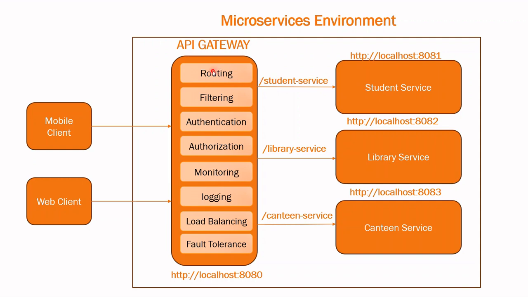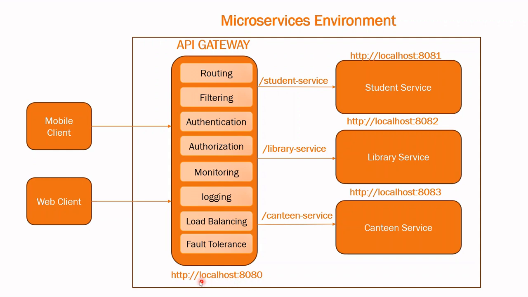So how can we hit the student service with the help of the API gateway? Firstly, we have to hit this API gateway. For hitting this API gateway, this is the URL, the endpoint to access it. This API gateway is running on localhost colon 8080 port number.